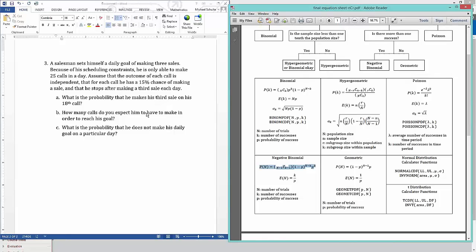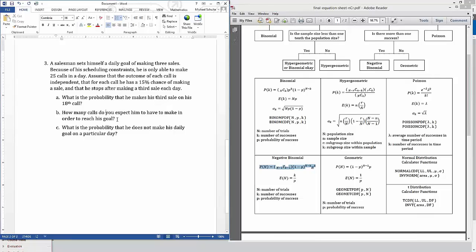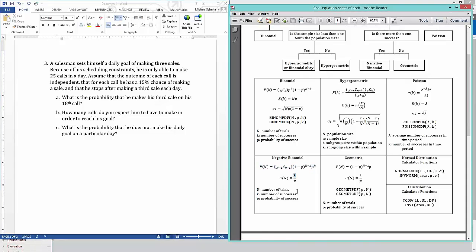What's the expected number of calls for him to have to make in order to reach his goal? Well, he wants 3 successes. The probability of success is 15%. So what we would do is say 3 divided by 0.15. And so we would expect him to take 20 calls to make 3 sales.